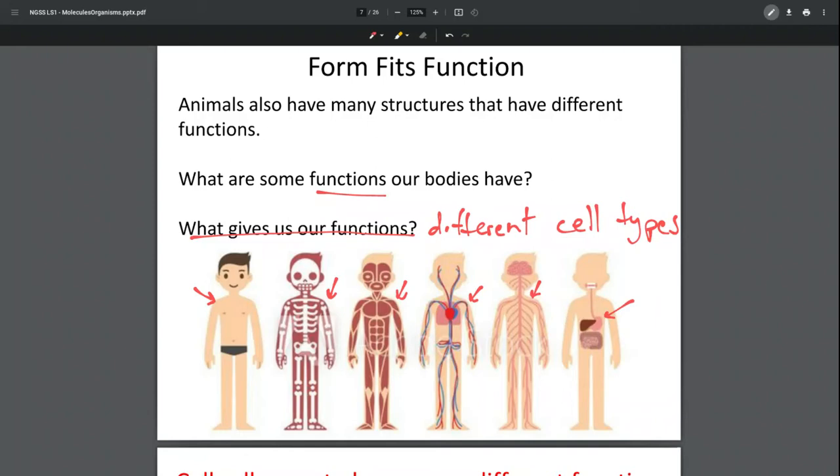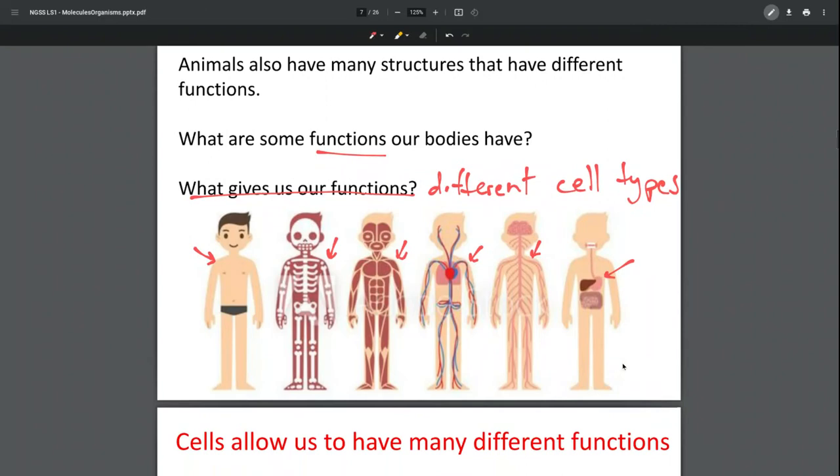and those cells have different jobs. Okay, and if you imagine, all of our cells are not shaped the same, okay? Bone cells are not shaped the same as muscle cells, and heart cells are not shaped the same as nerve cells. So, in order to have all these different functions, our cells have to be shaped in different ways to properly do those functions as best they can, okay? So, we'll talk about some specifics here.